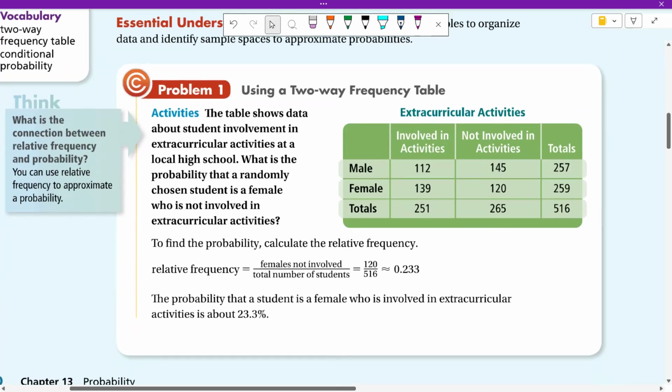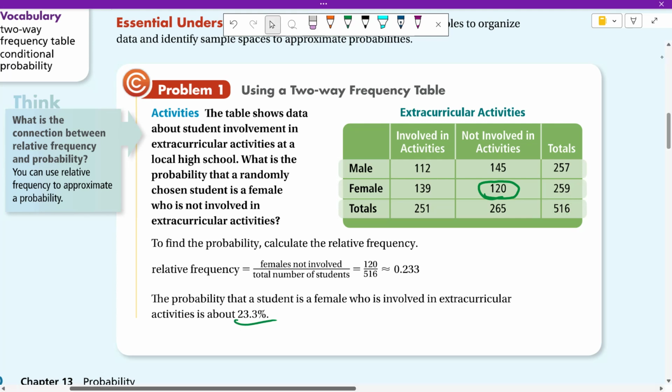Okay. The table of data shows student involvement in extracurricular activities at a local high school. What is the probability that a randomly chosen student is female who is not involved in extracurricular activities? So, females not involved in extracurricular activities are right here. What's the probability that you're just choosing them out of everybody? Well, that would be 120 out of 156, or 23.3%.